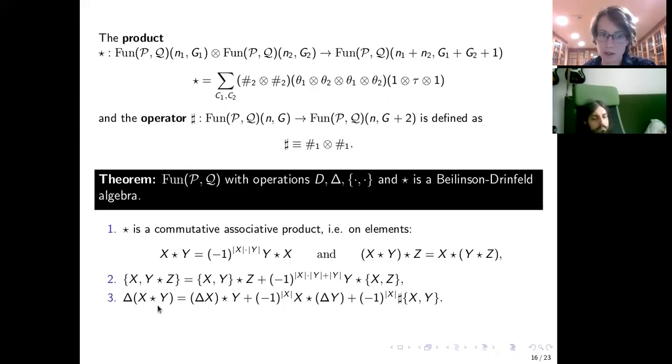And the reason is that, as you have seen, the star will raise the grading G by 1 and the Laplacian also. So the left-hand side raised the grading G by 2. The first term raised it also by 2, the second also by 2, but the bracket wasn't raising. So we need to use there the sharp operator to raise the grading in G the same way to have the formally correct equation.